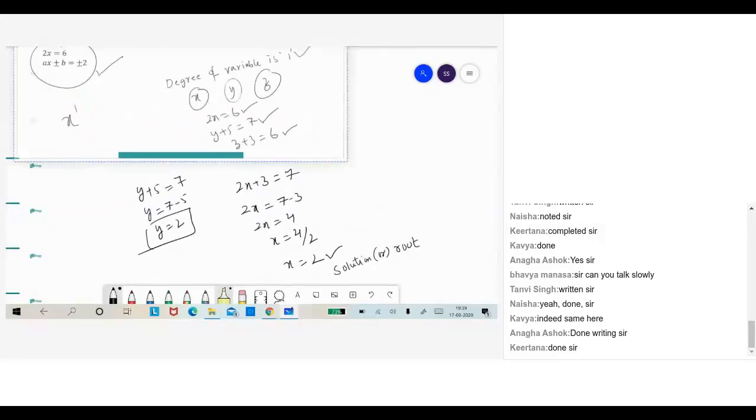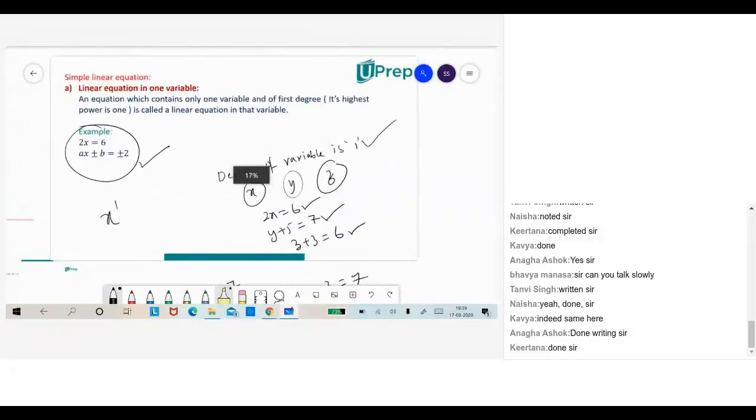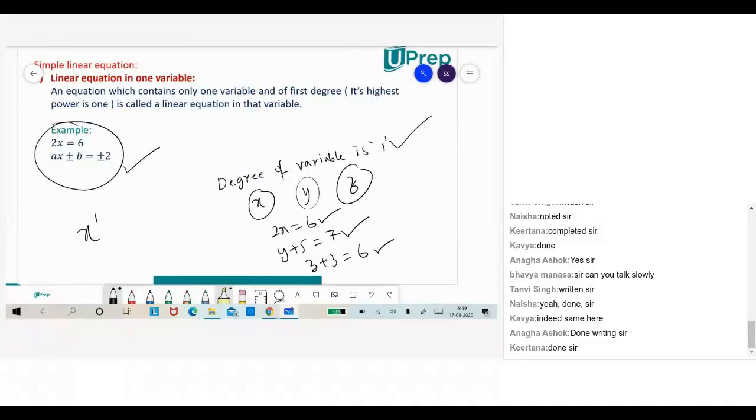Is that clear? So two things you need to understand. First, what is a linear equation? If the degree of the variable is 1, it's a linear equation. What is a linear equation in one variable? It is an equation which contains only one variable and is of first degree. First degree means obviously it becomes linear.